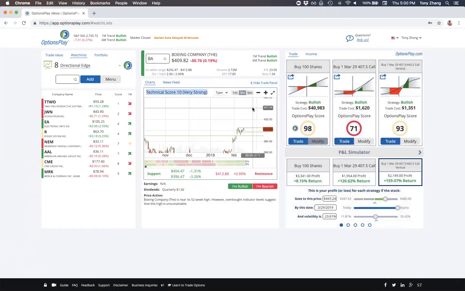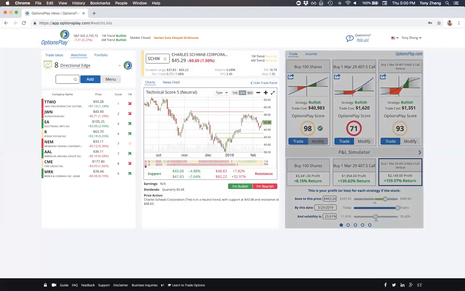For Boeing, there's no previous high for us to refer to, so I don't really have a target price for you. This is really where you might want to rely on other forms of analysis, maybe fundamental analysis, to get a sense for target price. But wherever you think your targets are, plug this in. But I do think Boeing is a strong bullish candidate.